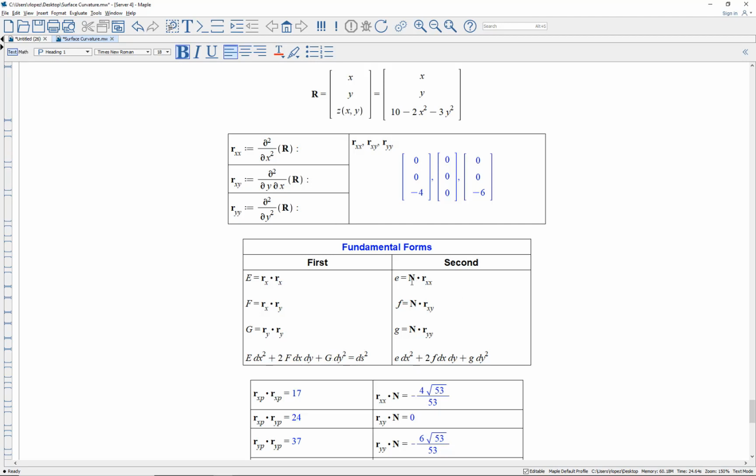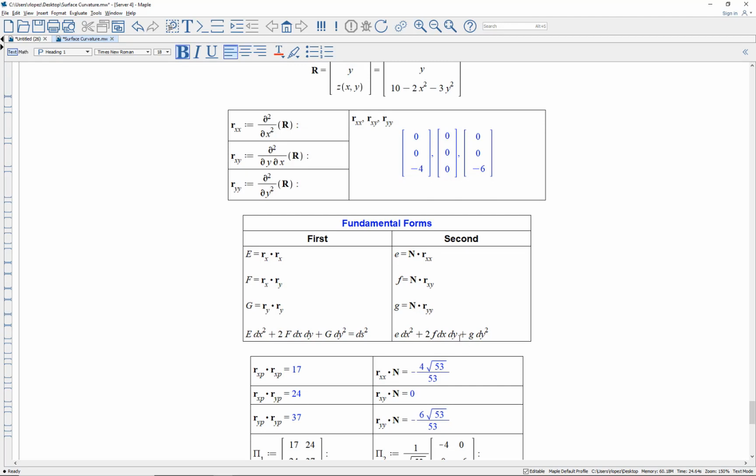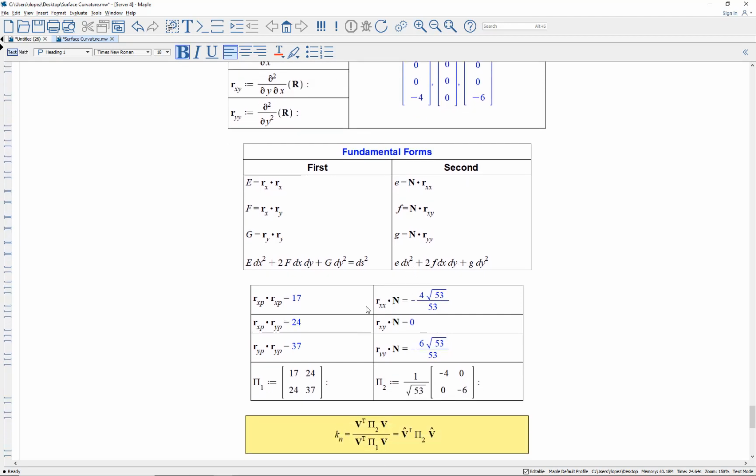Second fundamental form: n·rxx, n·rxy, n·ryy. It's a quadratic form. For our example, these numbers turn out to be 17, 24, 37. So the matrix of the quadratic form looks like this. And the second fundamental form, for our example, turns out to look like this.